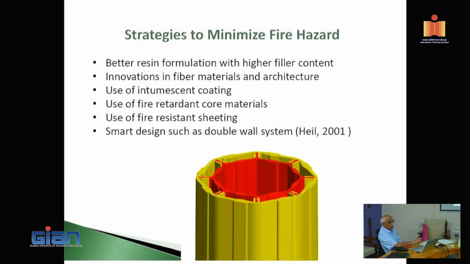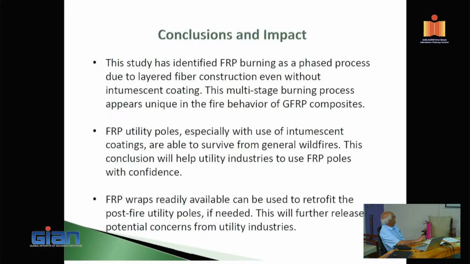This is a double wall pole. I won't go there. In conclusion, this study has identified FRP burning as a phased process due to layered fiber construction, even without intermittent coatings. This multi-stage burning process appears unique in fire behavior. Utility poles are able to survive general fires, and in conclusion, we can see that this will help the utility industry to use the FRP poles.